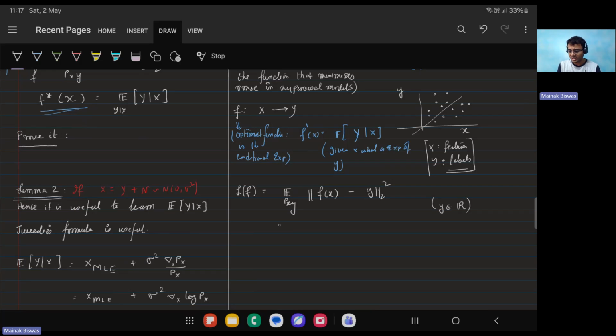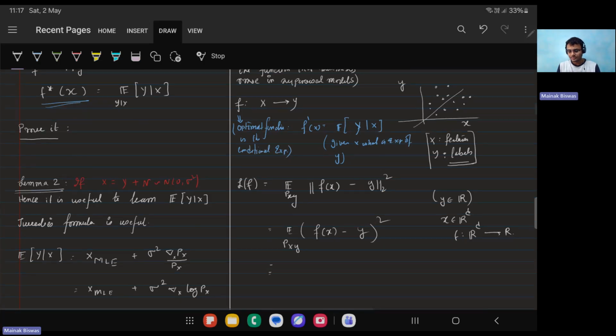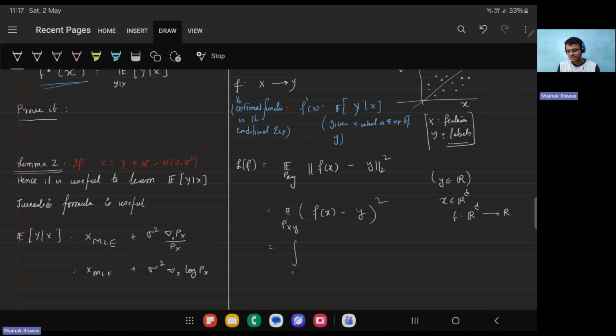So for 1D, if y is a real number, you could write simply f of x, and x could be in any dimension. So f takes a real number in d-dimensional space and converts it into a real value. For example, your housing prices, number of rooms, location, and square feet, and so on, all of them would be converted into one price value, which is a real number, right? So this is your loss function. So what I'll do is, now I'll write down the expectation. So this is the integral over x, y of p of x, y, f of x minus y whole square dx dy.